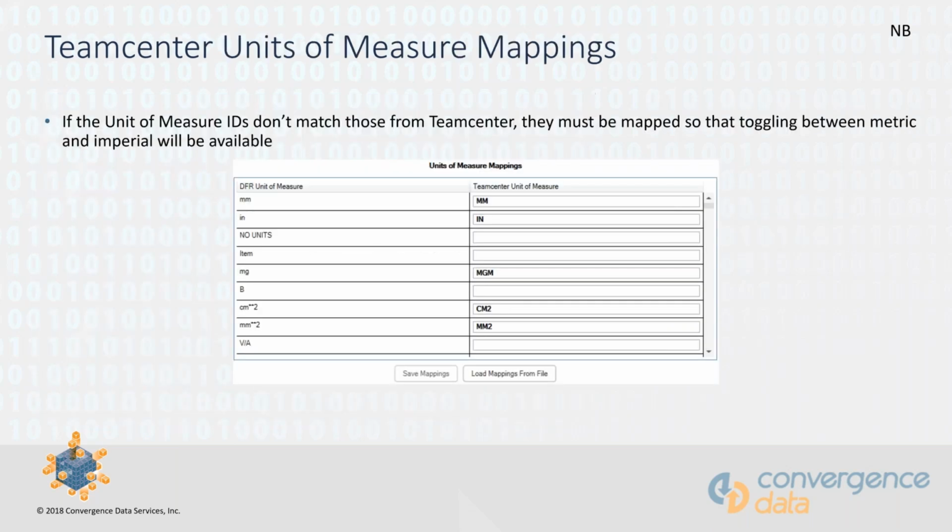And one more note on the unit of measures. In DFR, we have a mapping system for our units of measure because you need to match to the Teamcenter unit of measure IDs exactly. Otherwise, you won't be able to toggle between metric and imperial. So you either need your data to have matching units of measure or have some sort of mapping system like we do in DFR that will get that data over to Teamcenter and effectively let you toggle.